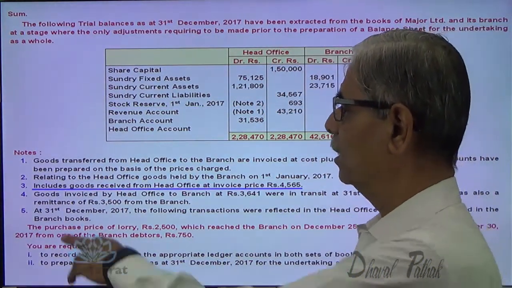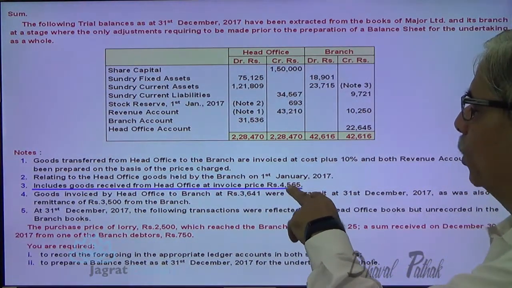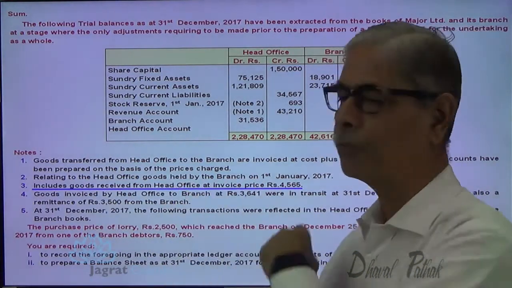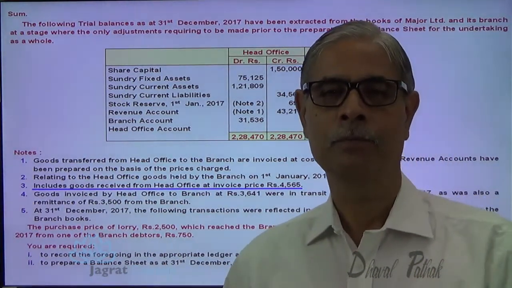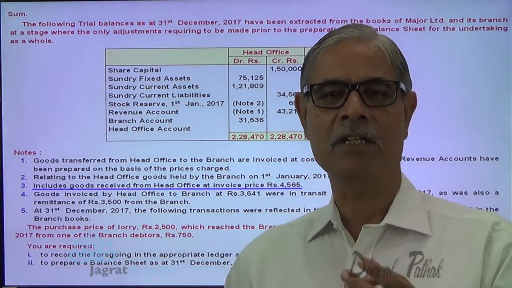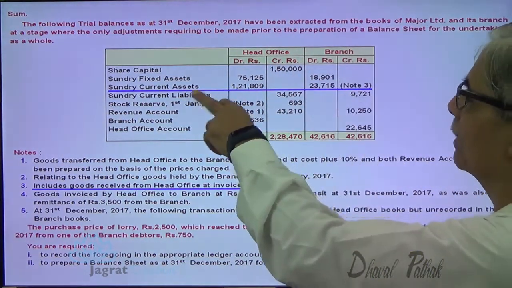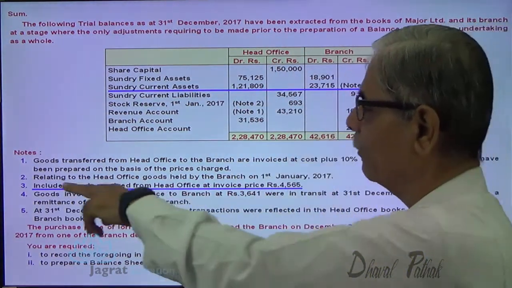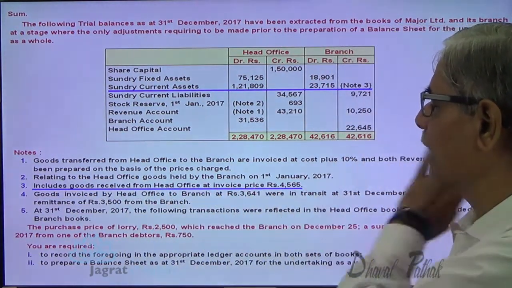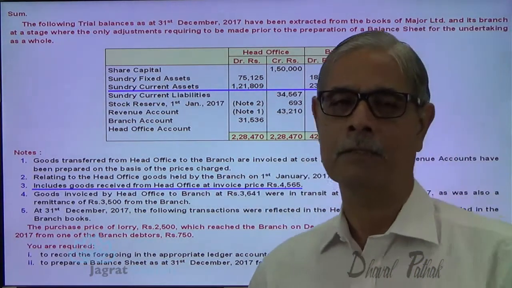Now, includes goods received from HO at an invoice price 4565. So goods received from HO, it is a part of inventory. Inventory, debtors, cash and bank balance is a part of current assets. So note number 3, current assets, has a reference to this third point. So includes goods received from HO at an invoice price. So these 3 notes have references with these numbers.